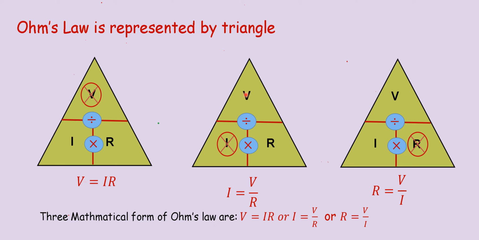To calculate I, we cross it out from this figure. What do we see now? We see V over R. Therefore, the value of current I is equal to V over R.